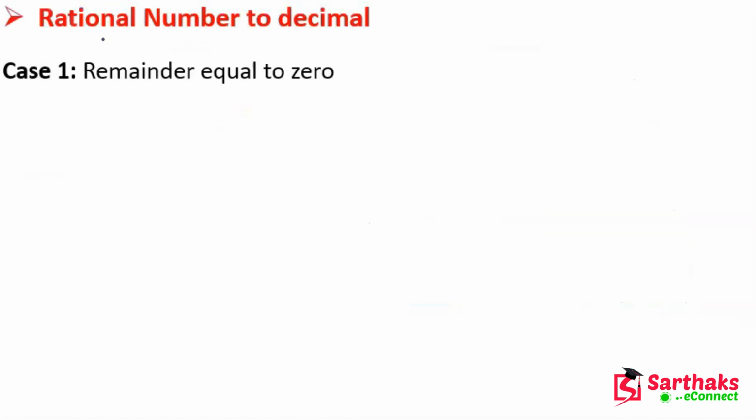Here we are going to discuss rational numbers to decimal. We are going to convert the fraction of rational numbers into decimal form. How can we convert it? Case one is when the remainder is equal to 0. Let's suppose we have an example like 3 upon 6. Now we have to find the decimal expansion of 3 upon 6. How can we find it?